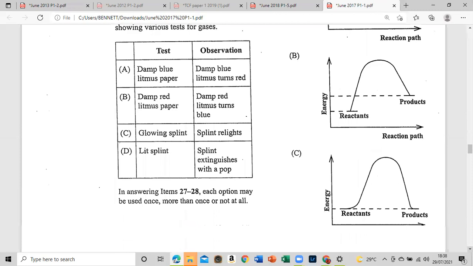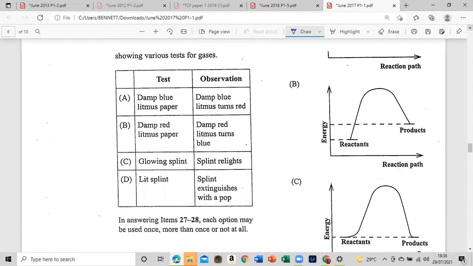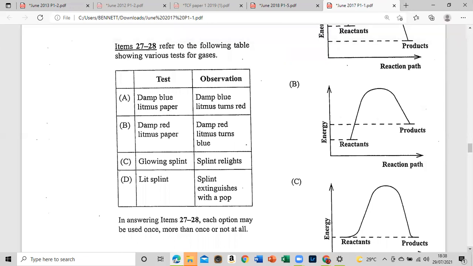27 and 28 refer to this. They show the following various tests. So we are at 26 now. 27 rather. Let's go back so you guys can see. 27 to 28 refer to the following table. Let's go back down. One is when I get the table, guys. Alright. Test: damp blue litmus paper, observation: damp blue litmus paper turns red. Damp red litmus paper turns blue. Glowing splint: a glowing splint relights. Lighted splint: it is extinguished with a pop. Alright, let's go.